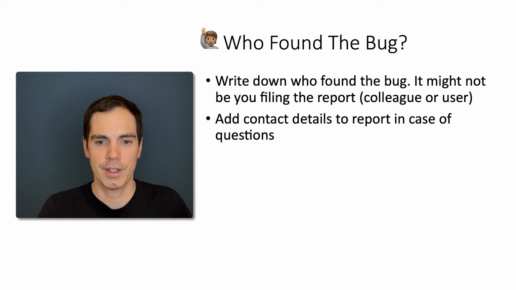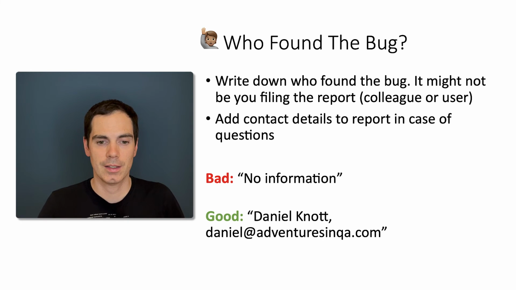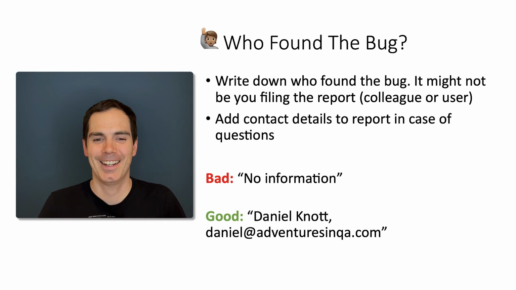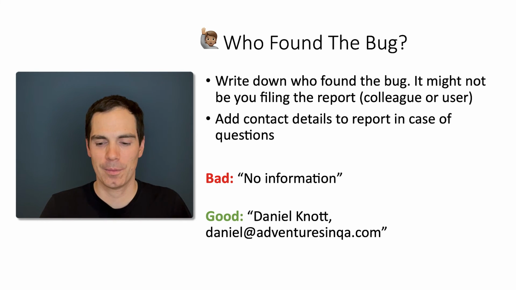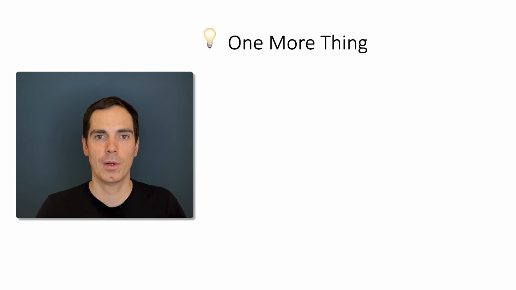As I said, add the contact details to the report. A bad thing is, again, to provide no information. And the good thing is, in this case, yes, it's me, Daniel Knott. You can see my email address. Feel free to give me some feedback if you like. This is valuable information on a bug report. And that's it, basically. So these were many categories that you have seen in a bug report.